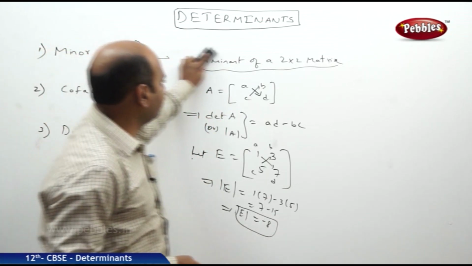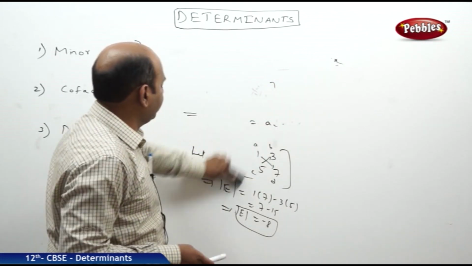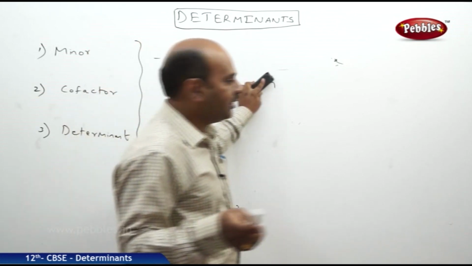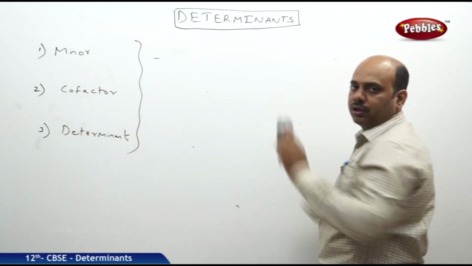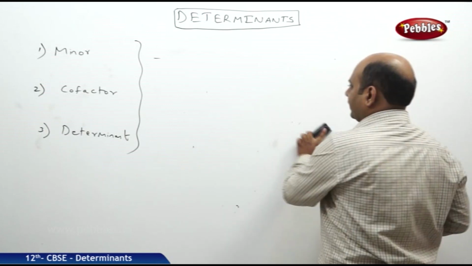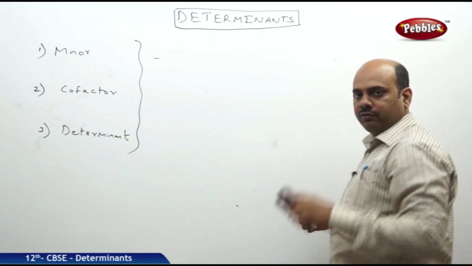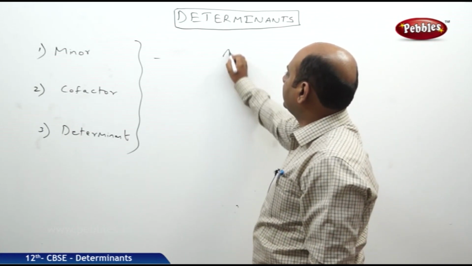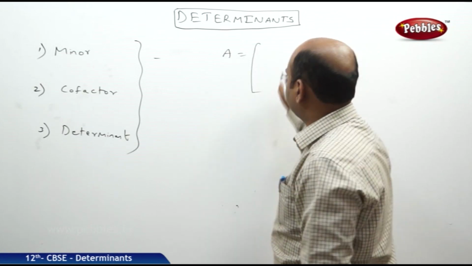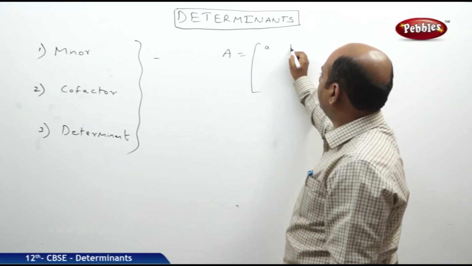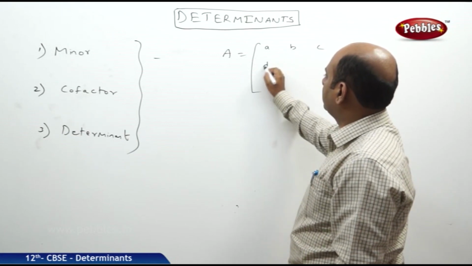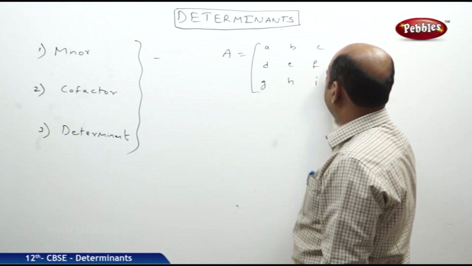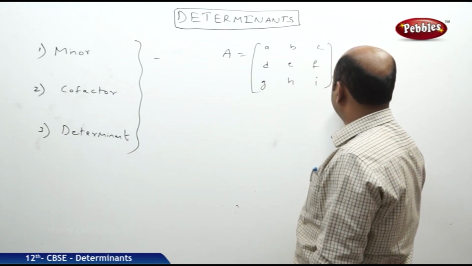Now, after learning this 2 by 2 matrix, we will be learning determinants of 3 by 3 matrices. Before learning the determinant of 3 by 3 matrices, we need to know what we mean by minor of a matrix. Here we are discussing the minor of a 3 by 3 matrix. For this, I will take an example. Capital A is equal to a, b, c, d, e, f, g, h, i. It is a 3 by 3 matrix.